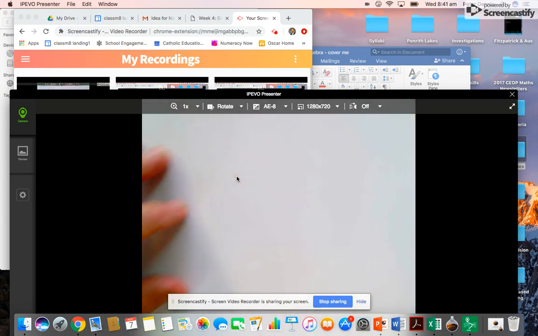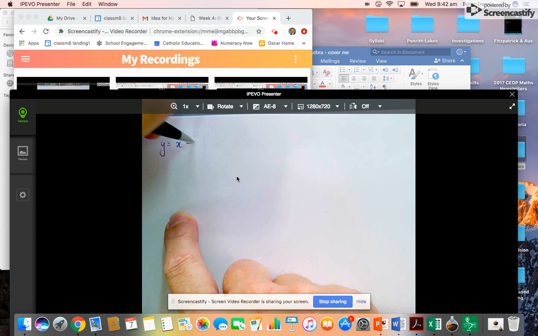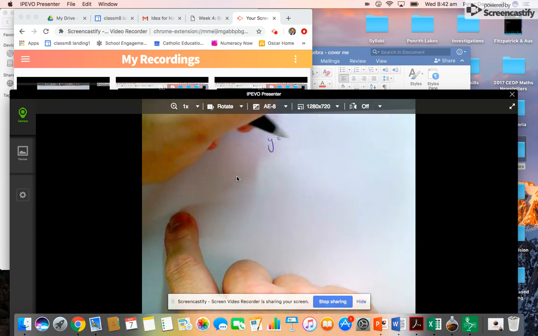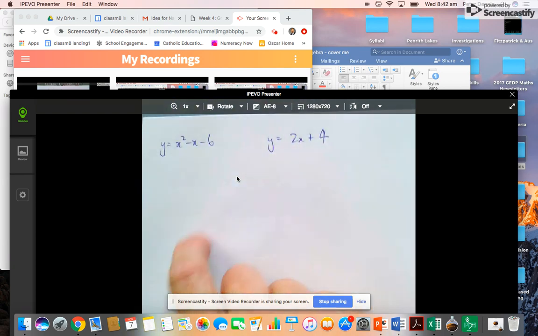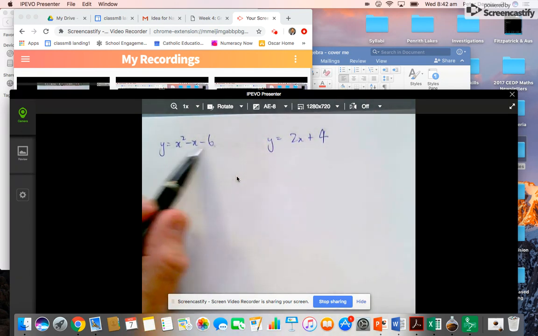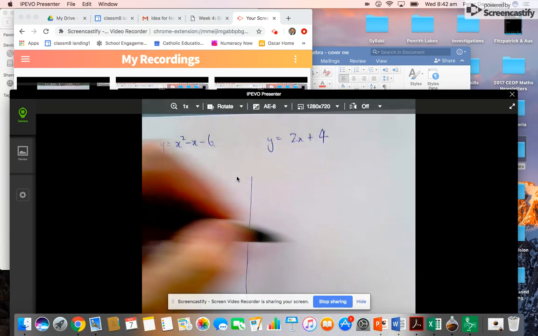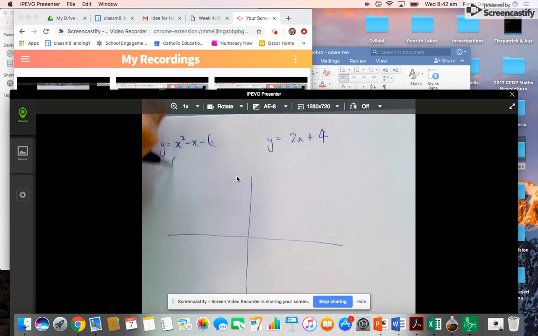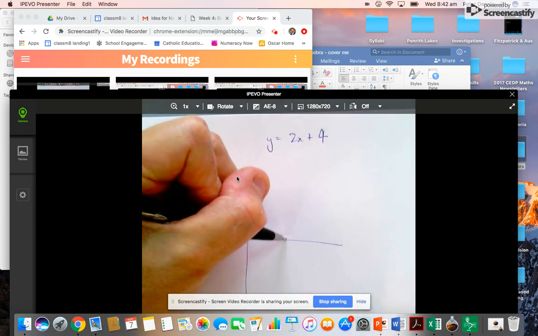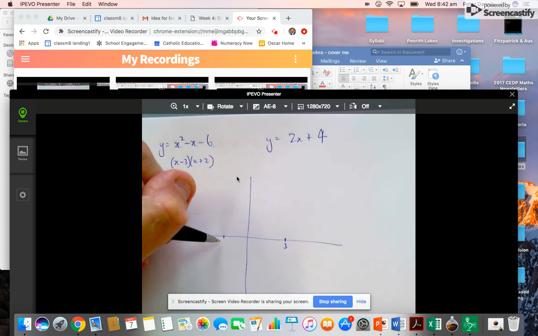Another way perhaps to look at this is to do it graphically. If we wanted to graph y equals x squared minus x minus 6 and y equals 2x plus 4, so it's exactly the same question. And we want to look at where this is bigger than this. This is a quadratic. And if we factorise this quadratic, you get x minus 3, x plus 2. Two numbers that multiply together give minus 6 and add together give minus 1. So it crosses at 3 and minus 2.